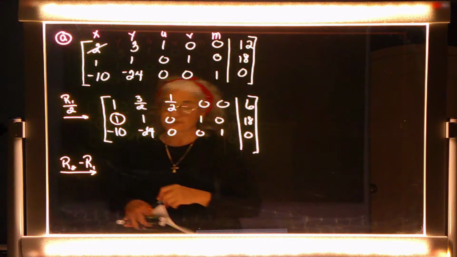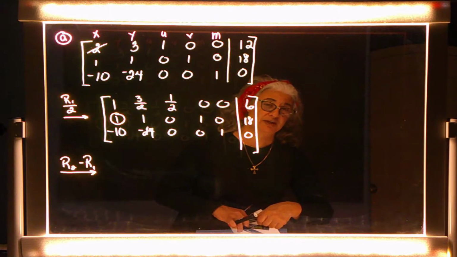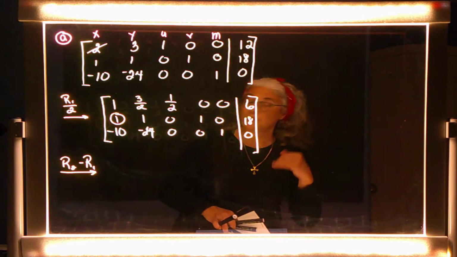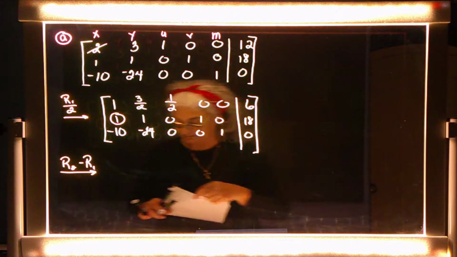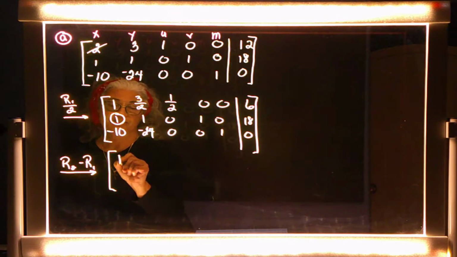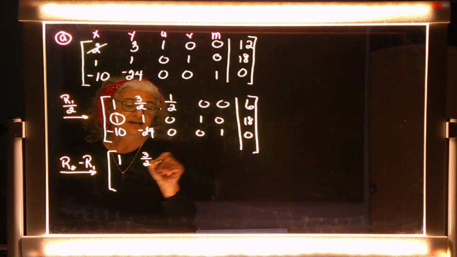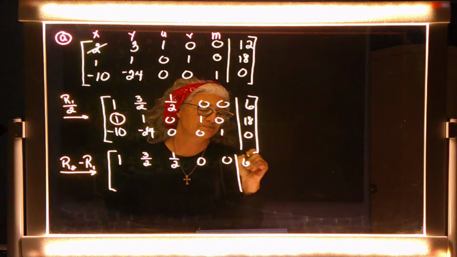By the way, it's always a good idea to write those down. That way you keep on track with what you're supposed to do from one tableau to the next. And row 1, not changing. So 1, 3/2, 1/2, 0, 0, and then the 6.